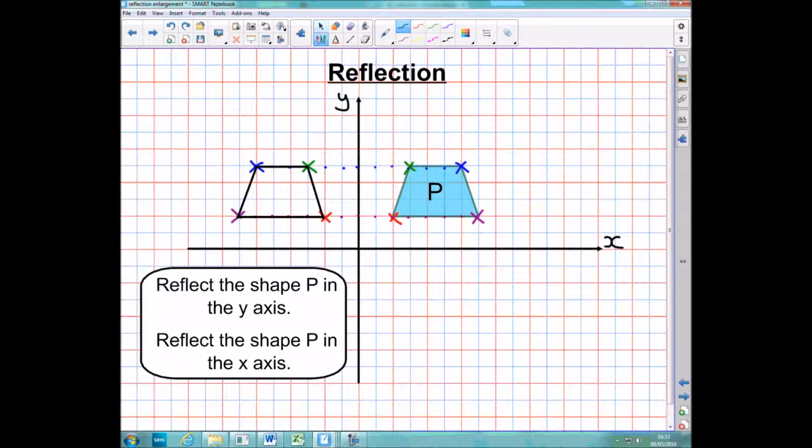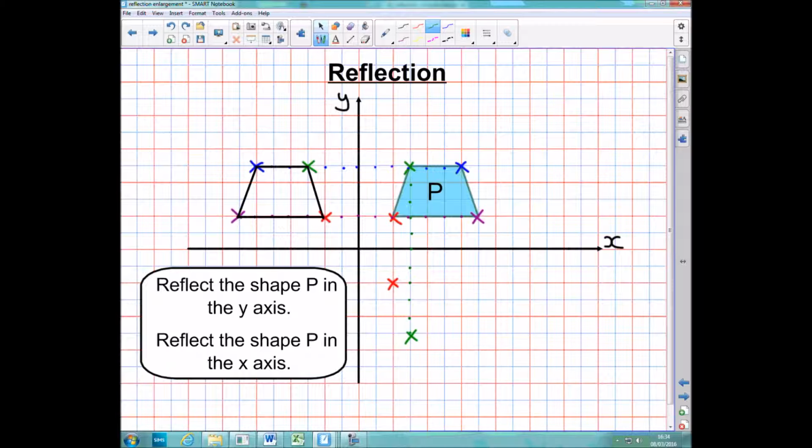Now then, we're going to do exactly the same thing that we did before. We're going to count to the line and away from the line. If you do that, you'll see that the red corner is going to end up here. The green corner is a bit far away, so I'm just going to count it up. 1, 2, 3, 4, 5.